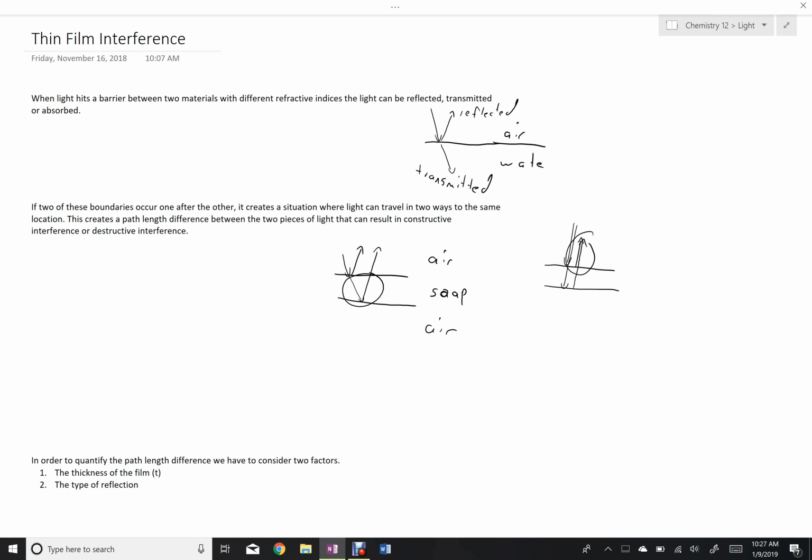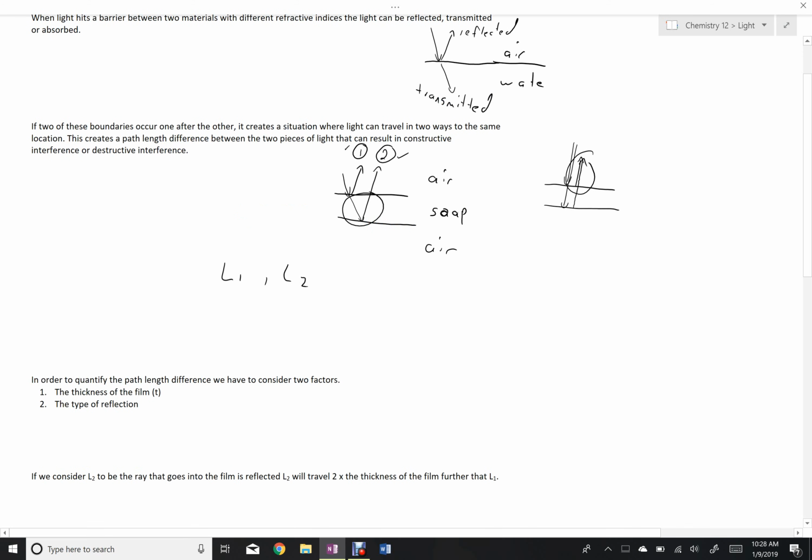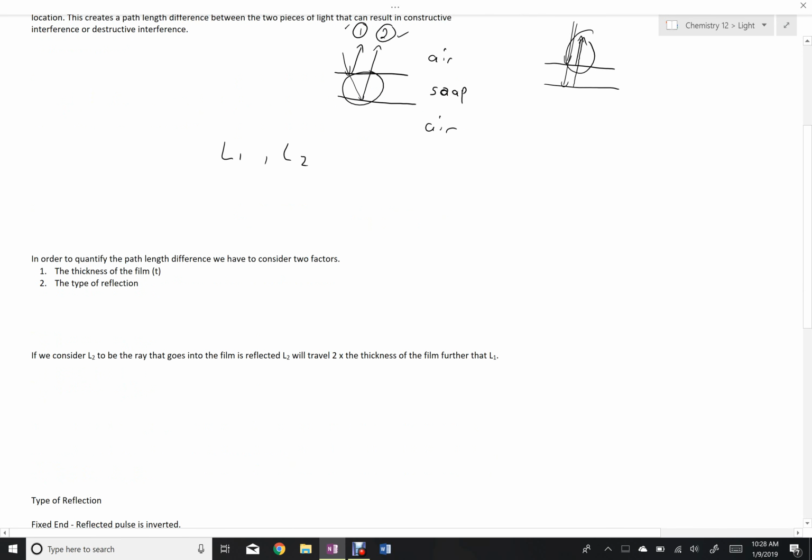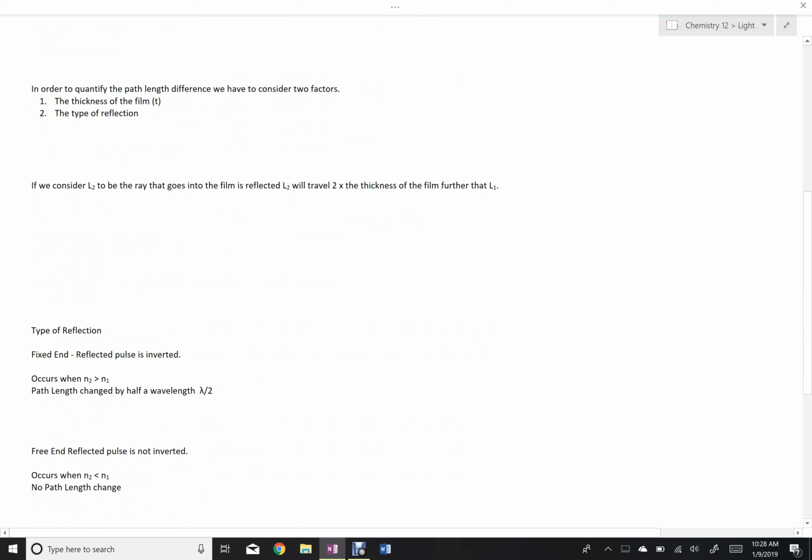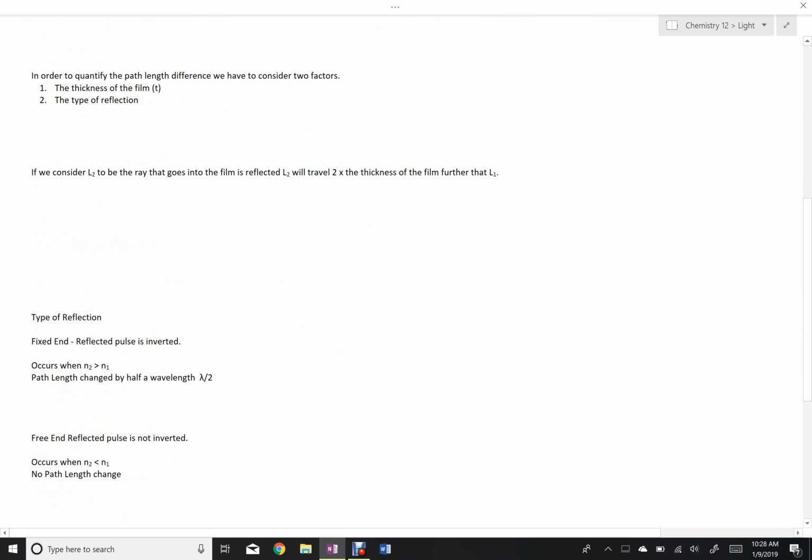For the purposes of this discussion, I'll be calling this piece of light, light 1, and this piece of light, light 2. And so when I consider their path lengths, L1 and L2, I'm talking about 1 and 2, respectively. So, again, this time in the film creates a path length difference, and that path length difference can be fixed in such a way that as a result the two pieces of light coming back together can add constructively or destructively. Now let's look at how we can quantify this, or what factors will affect the actual relationship between those L2 and L1. How can we figure out what kind of interference we're going to get?